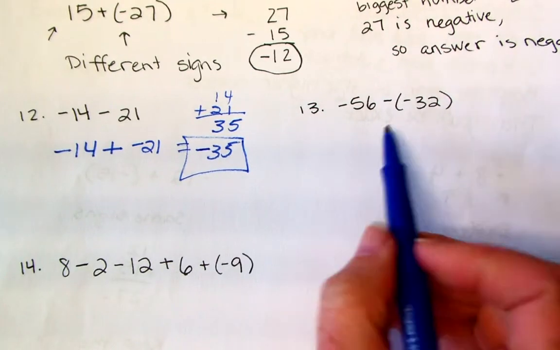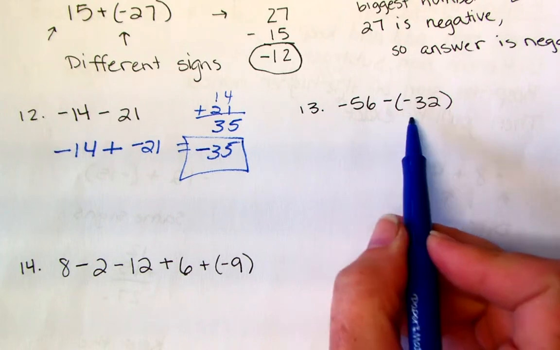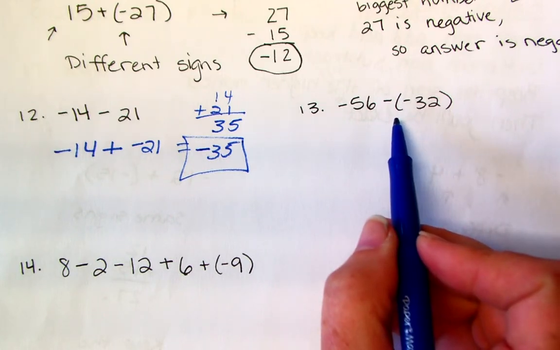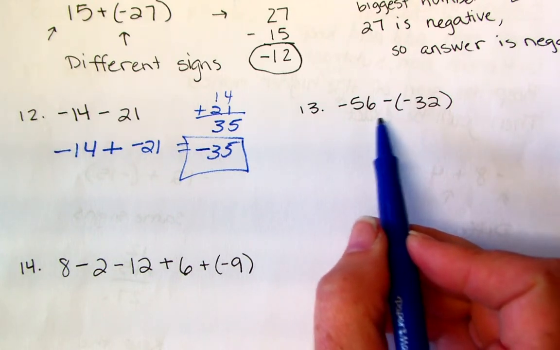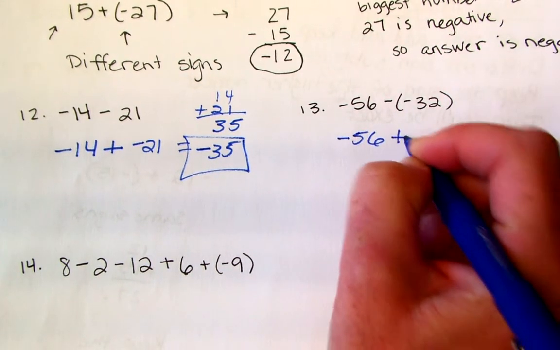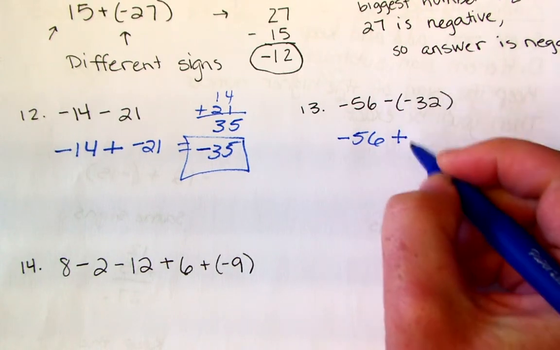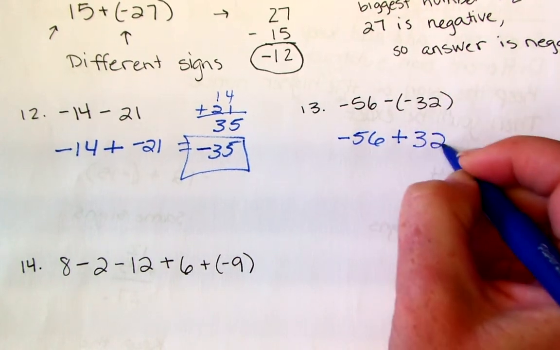And again, I'm going to go ahead and do the same thing here. I'm going to do add a line, change the sign, keep, change. Whichever one works for you, just make sure you keep that one and stick with it. So negative 56. I'm going to add the opposite. So the opposite of a negative 32 is positive 32.